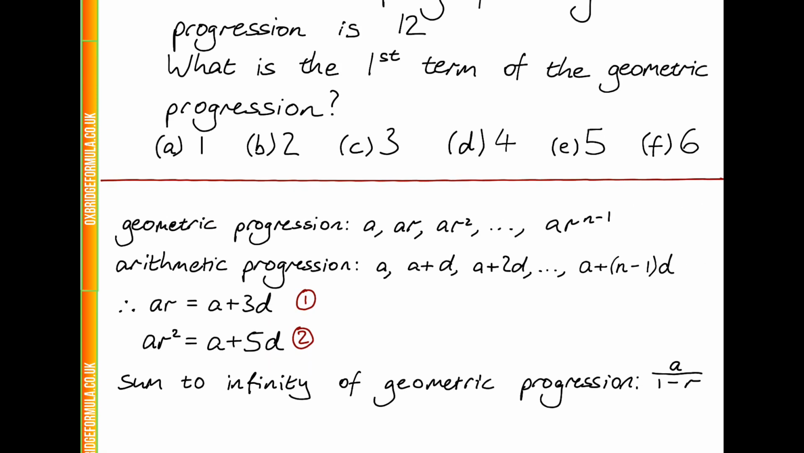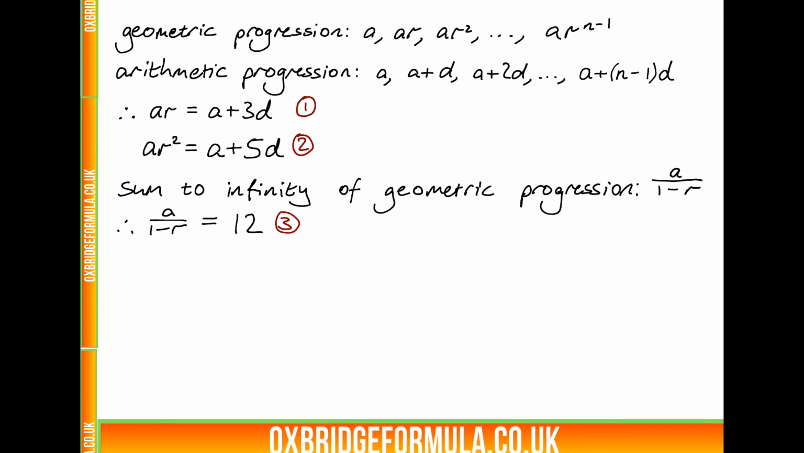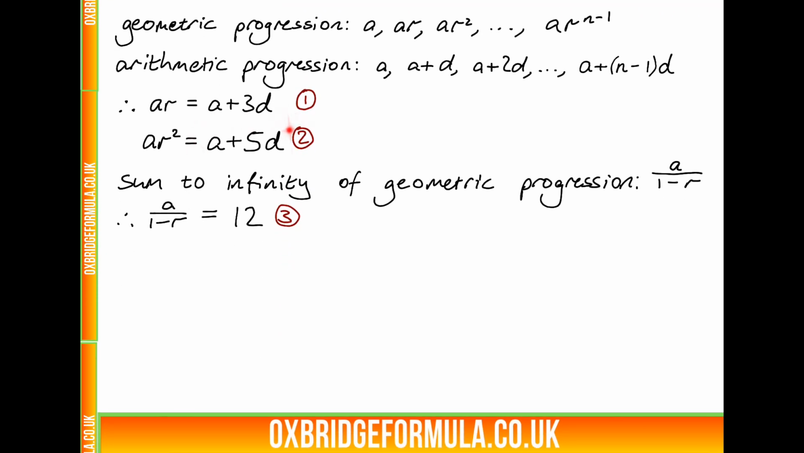So now that we know that the sum to infinity is a divided by 1 minus r, and it's also equal to 12, we know that those two things must be equal, and we'll call this equation 3. So these are now the three equations that we have for our unknowns. So what can we do now? Well, we can try to rearrange our equations in order to solve for some of the unknowns.